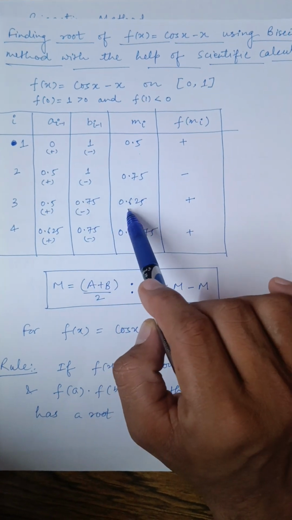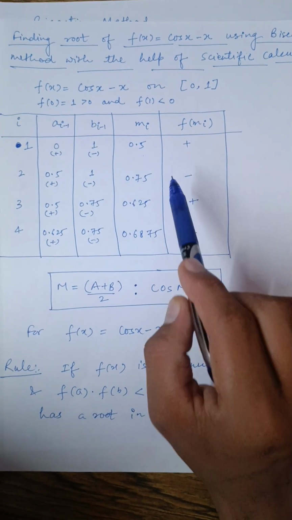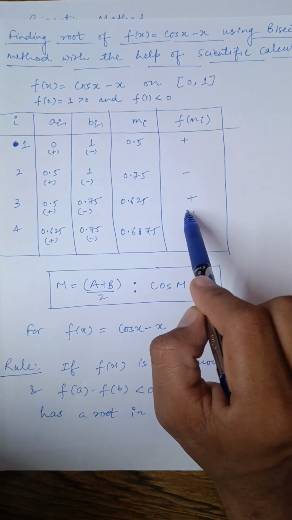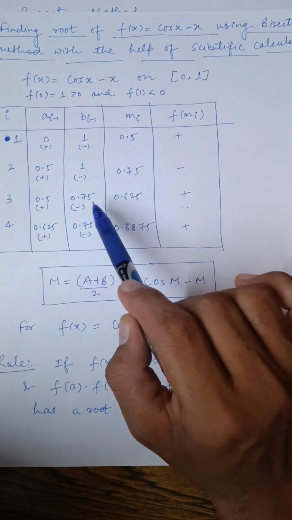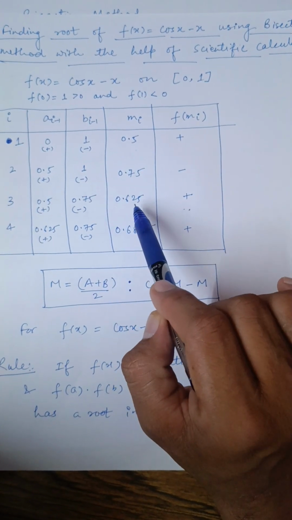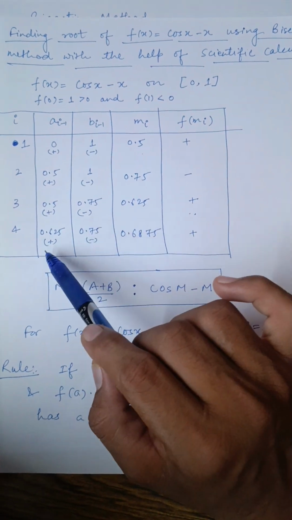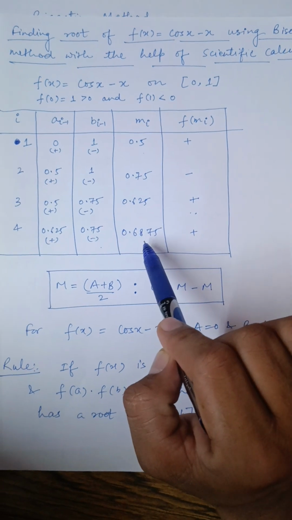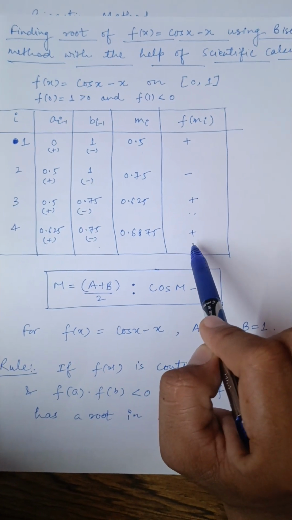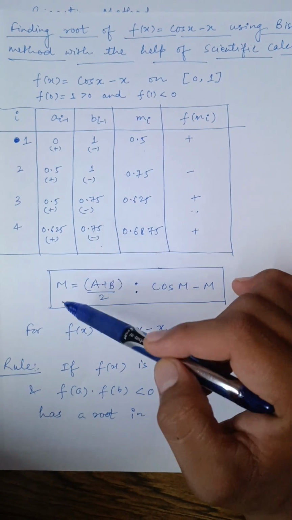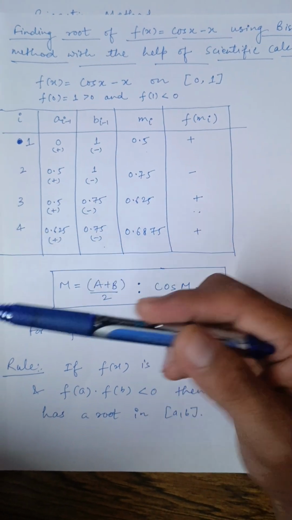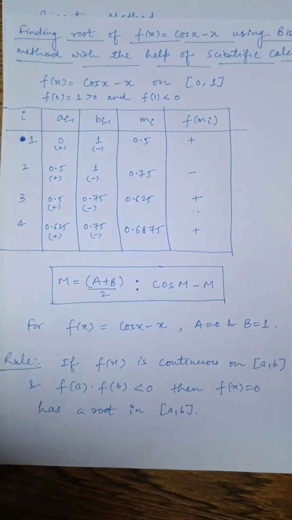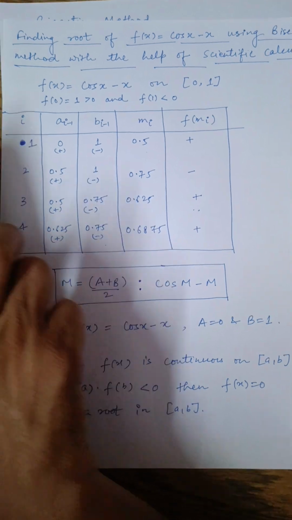So we have calculated the next midpoint here, and the value of the function at this next midpoint is now positive. So we will again choose the interval accordingly, because at 0.75 it is negative, at 0.625 it is positive. So the next interval is 0.625 and 0.75, and we have calculated the next midpoint here, and the value of the function is positive. So similarly we can calculate some more iterations as well, but I have stopped at the 4th iteration here. So how to solve it using a scientific calculator?